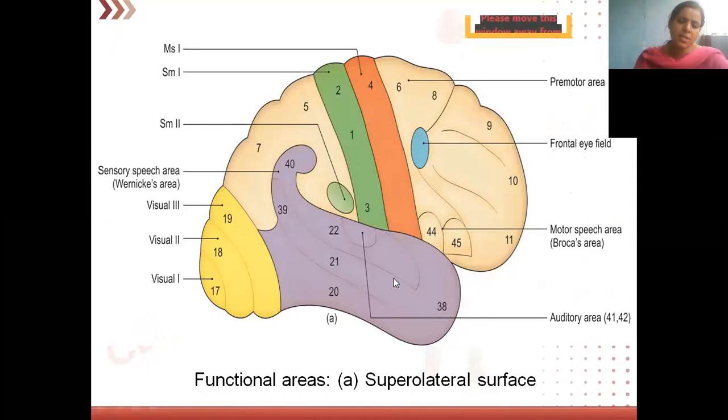So now because we have studied the superolateral surface, we know this is the central sulcus, precentral sulcus, isn't it? Then we have superior frontal gyrus, inferior frontal gyrus. Then we have superior parietal lobule, inferior parietal lobule, and superior, middle and inferior temporal gyri. Then we have calcarine sulcus, superior and inferior occipital sulcus and gyrus. We have studied certain names when we were doing the sulci and gyri of the superolateral surface. Now, the precentral gyrus is area number 4, and this is called the chief motor area.